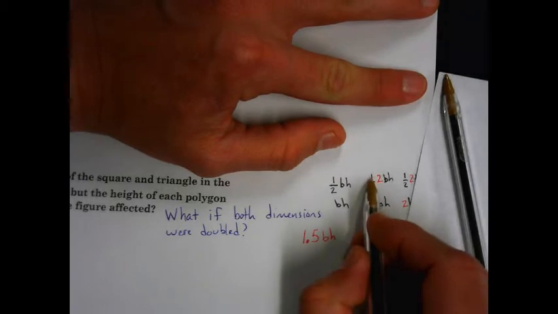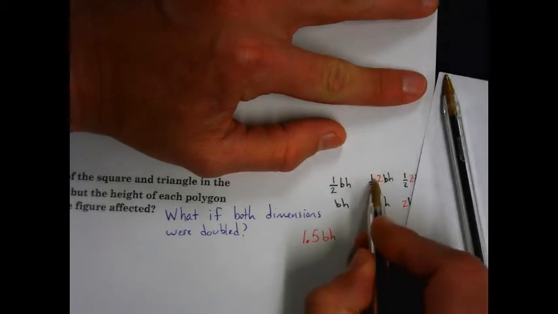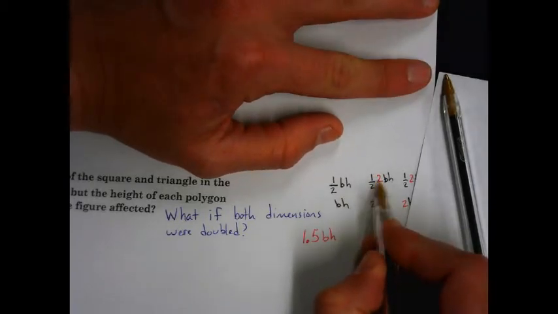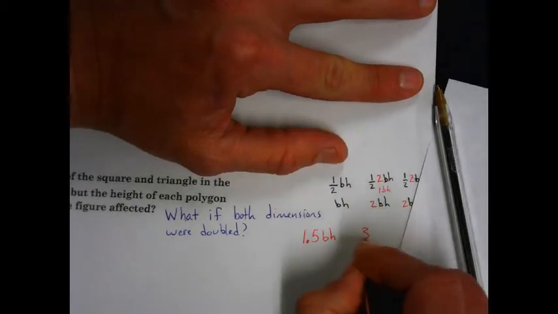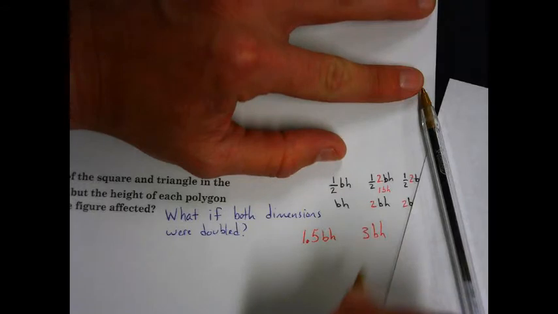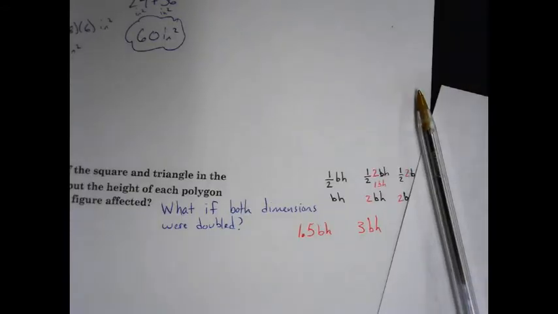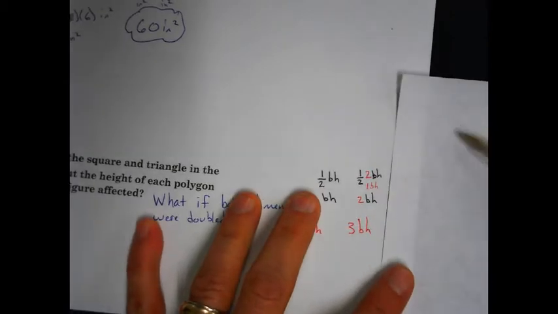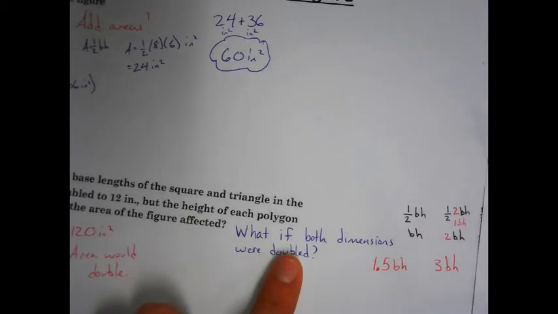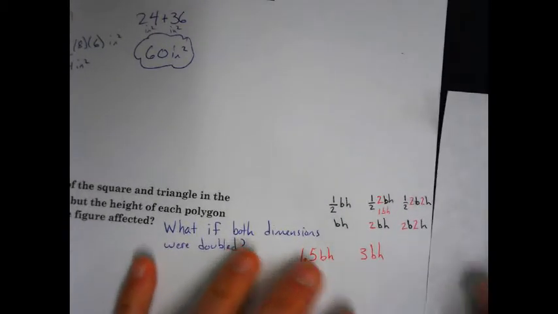So 1/2 of 2 is 1, right? This is 1 base times height. So 1 base times height plus 2 base times height gives us 3 base times height. Right? So again, the area is doubled. Now here's my question. What would happen if both dimensions were doubled? So let's see what that looks like.